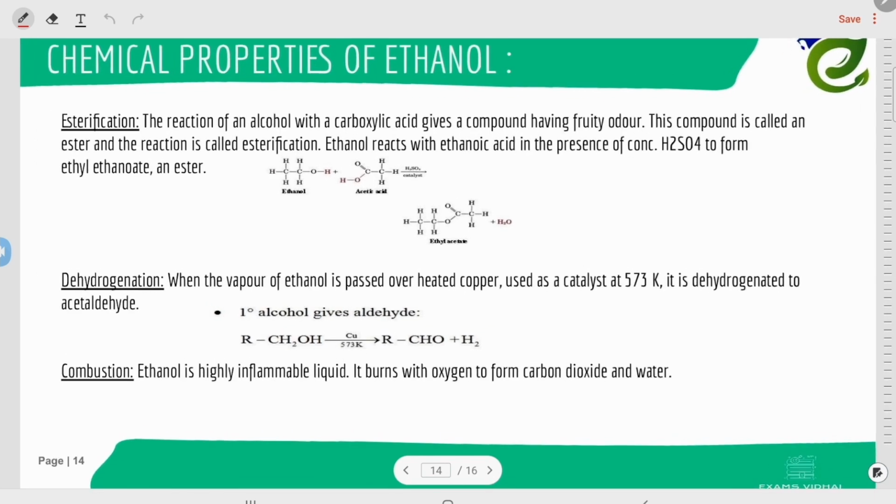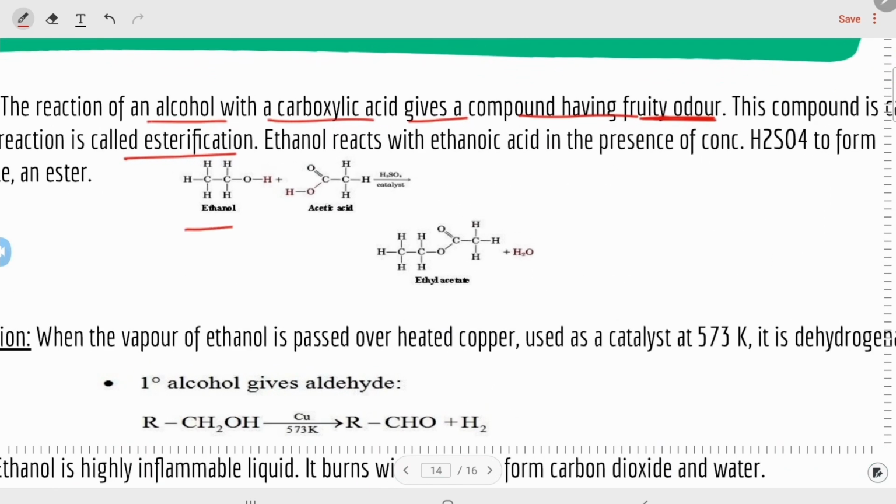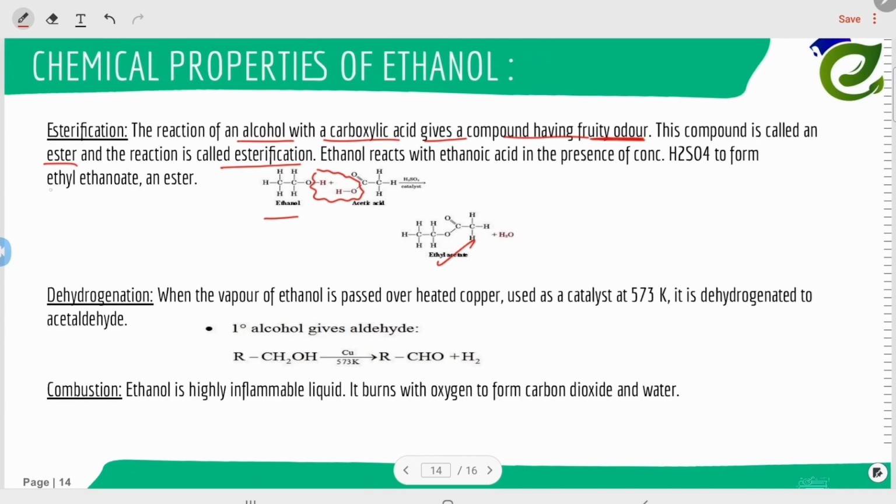Talking about esterification. The reaction of an alcohol with carboxylic acid gives a compound having fruity odor. This compound is called ester and the reaction is called esterification. Here we have ethanol on reacting with acetic acid. What will happen is just like dehydration. Remove a water molecule, with the OH contributed by the acid and the H contributed by the alcohol, and we'll get ethyl acetate, which is also known as ethyl ethanoate, an ester.